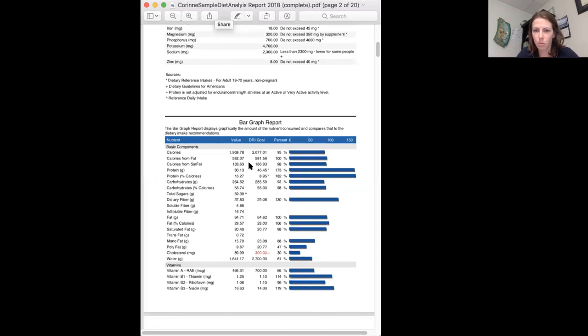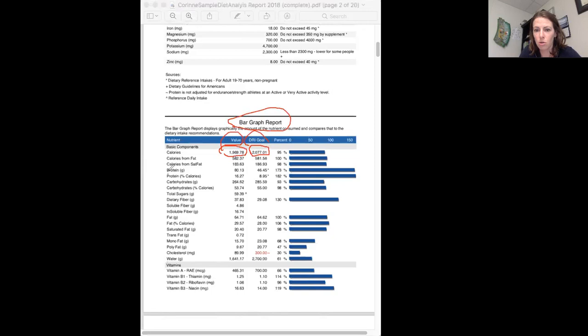Okay, I was able to move my screen a little bit. So here you can see this, I just scrolled down the report a little bit. This is a bar graph report. You'll use this for a lot of sections doing this form. My DRI goals are how much I was supposed to eat. The value is how much I actually ate. So I actually ate 1,969.78 calories, and you're going to record that in your document.